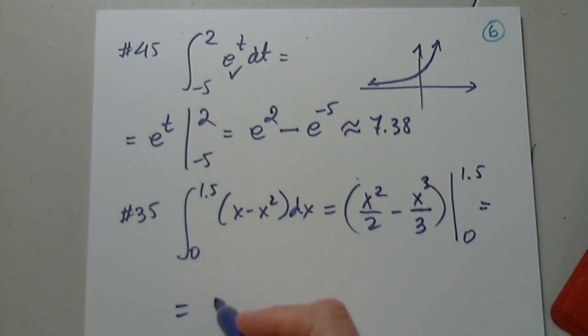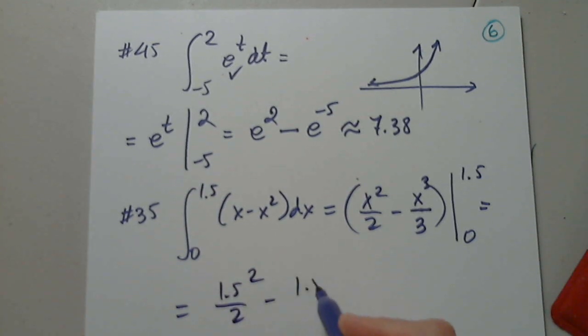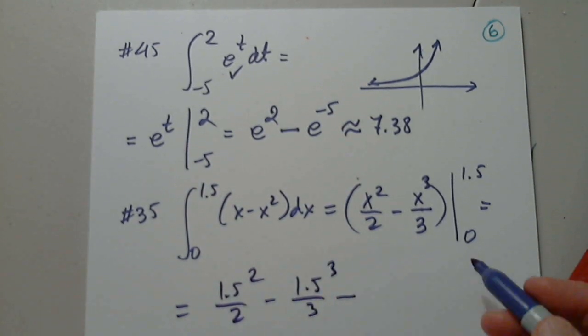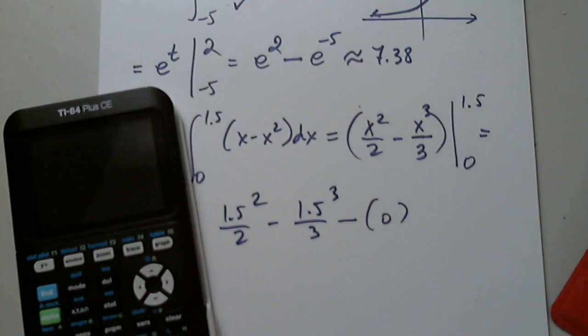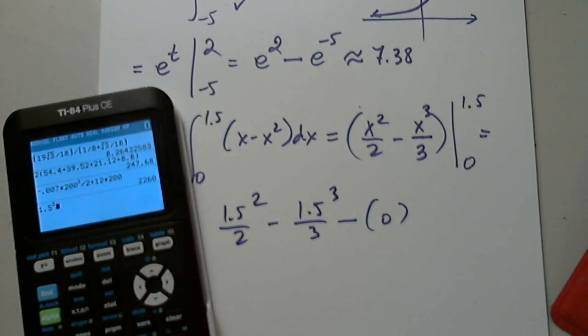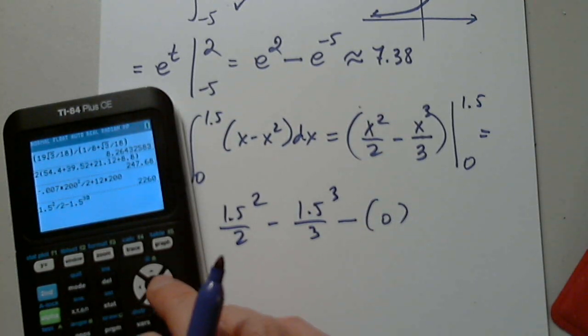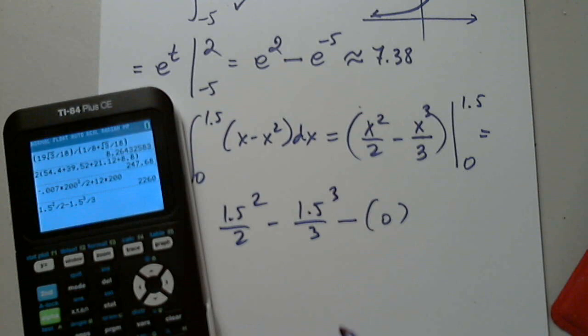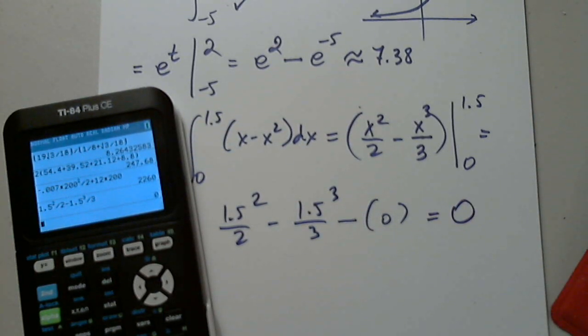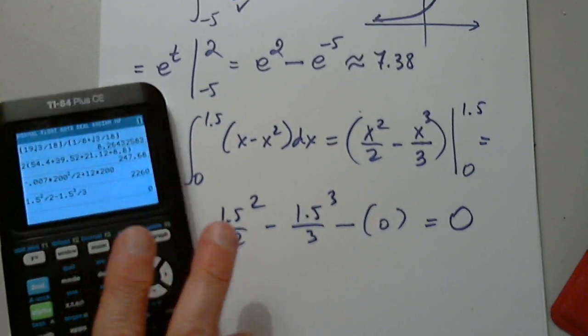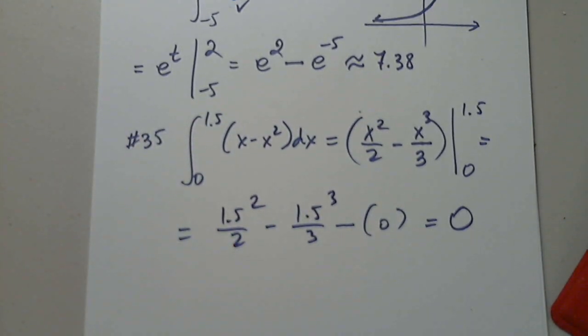But I have to plug in 1.5, and I will not plug in 0 first. I have to plug in 1.5 first. Minus, when I plug in 0, I get 0. So I'll calculate this: 1.5 squared divided by 2 minus 1.5 cubed divided by 3. Yes. And look at that. Okay, interesting. I did not expect that at all.